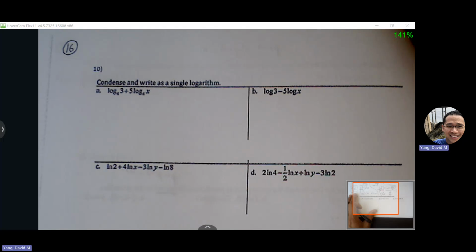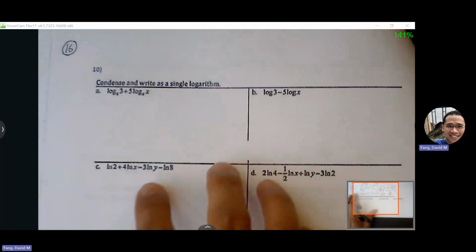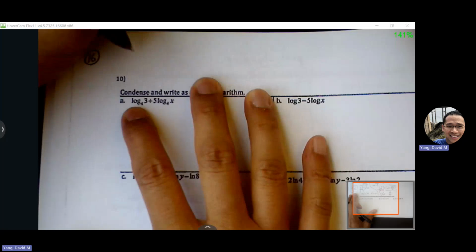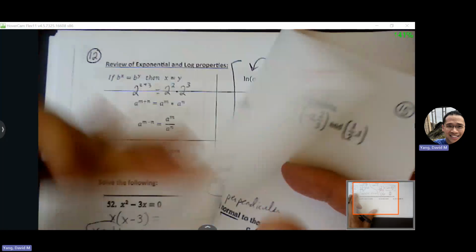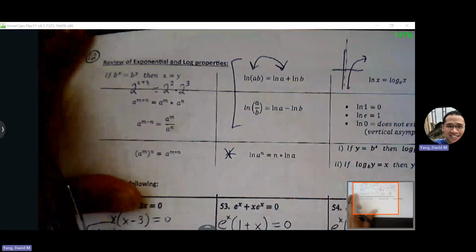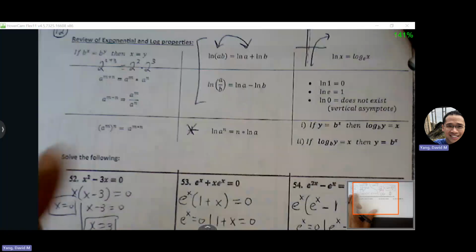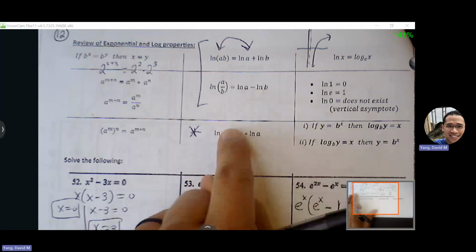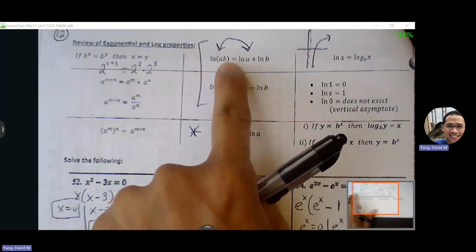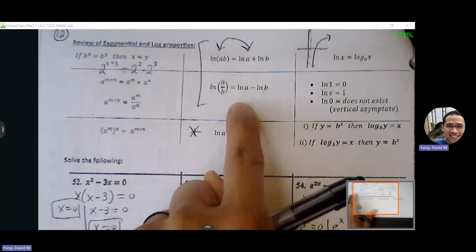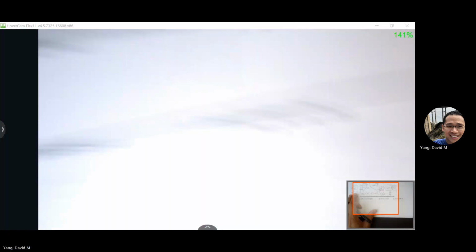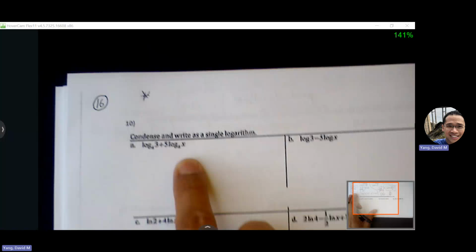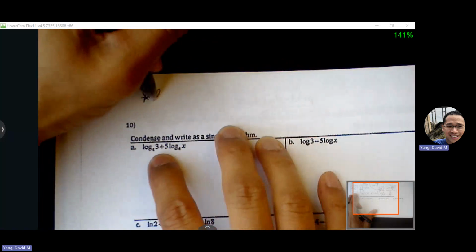Okay, we're going to practice condensing using log properties. So we have a couple of properties here. This is from page 12 here. So we're going to apply these properties here. We have 3 properties. You have the power property, the product property, and the quotient property. And they can apply for logs of other bases as well. Let me just write them out here.